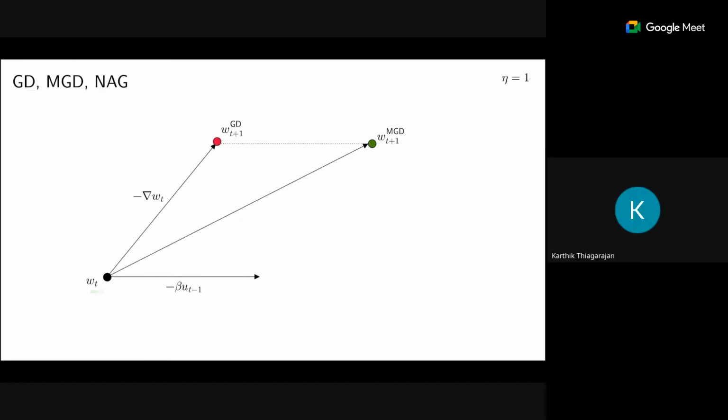Now what you're saying in NAG is, okay, let me use the information I have and move in this direction first, and look at the gradient there. So I will go here, compute the gradient here. That gradient is this, pointing in this direction. Now the update that I take is whatever history plus whatever gradient information I have here. So that will be my WT plus 1 NAG.